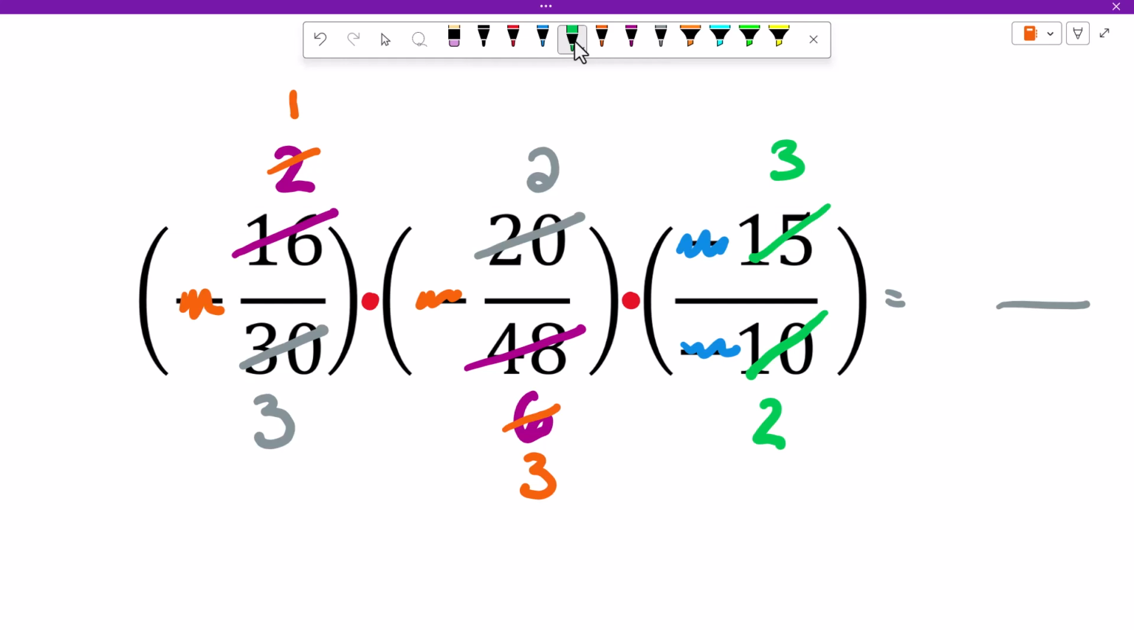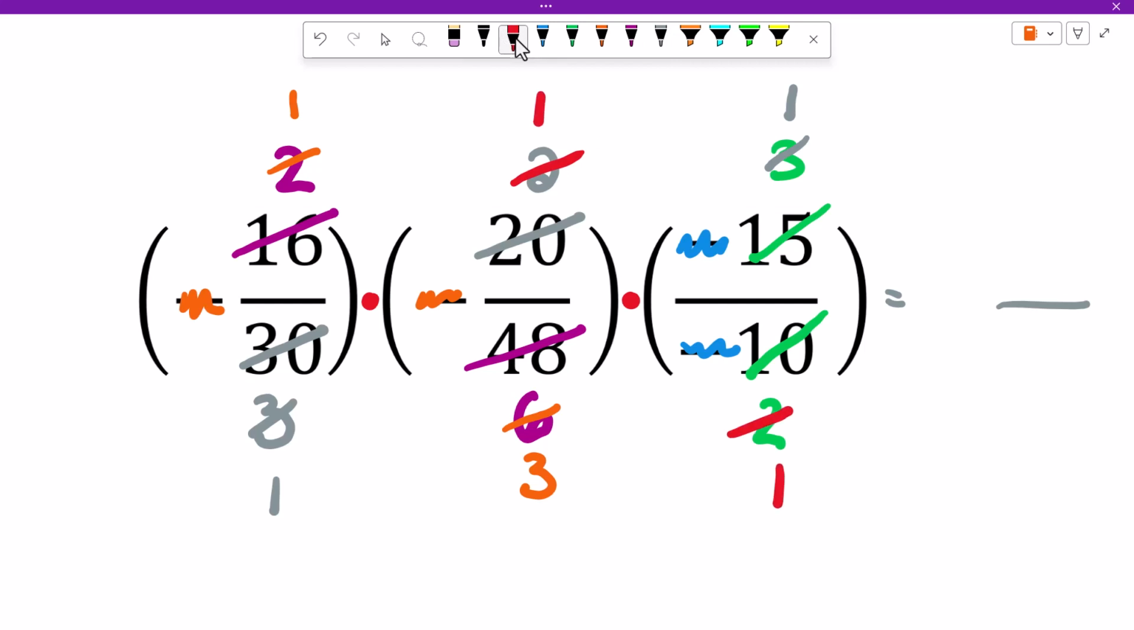Any other canceling? Colin? 3 and 3. Those can be divided by 3, which gives us a 1 and a 1. 2 and 2. Thank you. 2 and 2 gives us a 1.